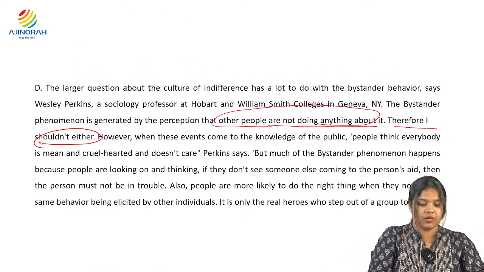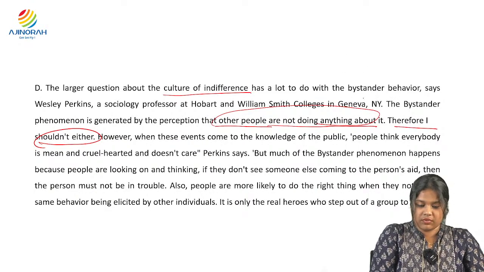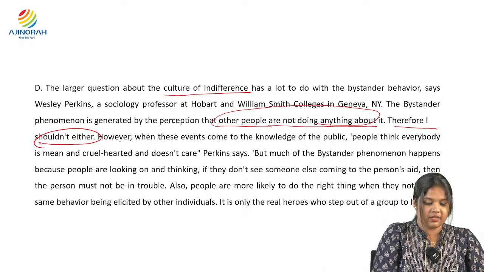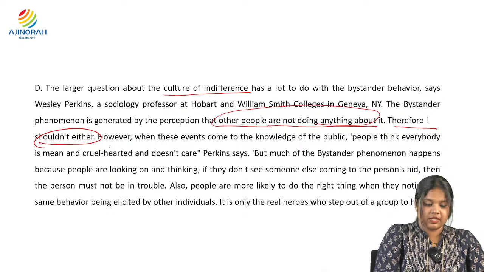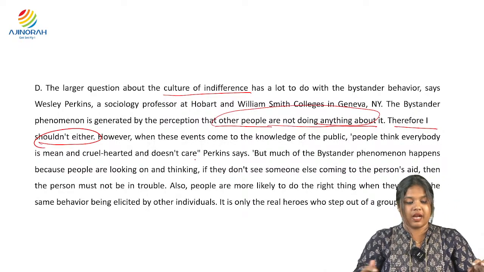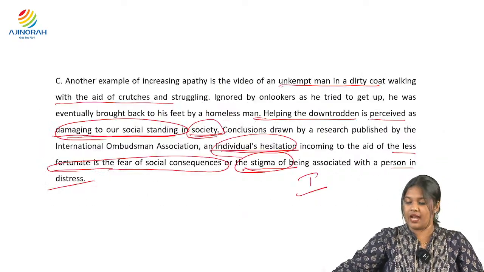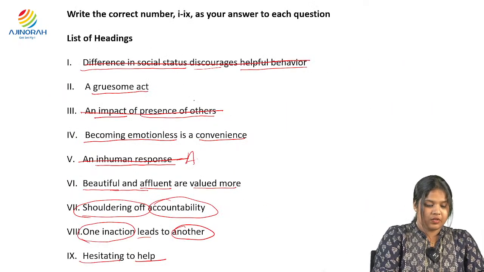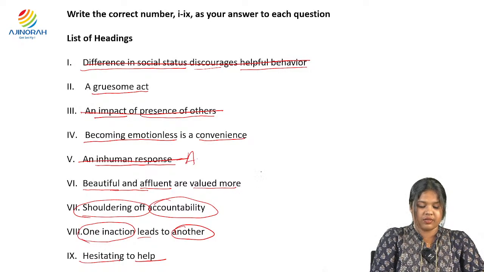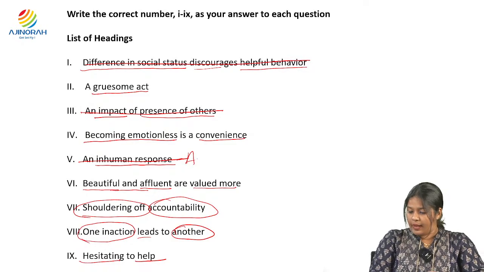Okay, so the keywords that we can use: other people are not doing anything about it, therefore I shouldn't either. Then, when these events come to the knowledge of the public, people think everybody is mean. Yes, so I think other people are not doing anything about it, and I shouldn't either. Is it a gruesome act? No. Becoming emotionless is a convenience? No. Beautiful and affluent are valued more? No. Shouldering of accountability? No. One inaction leads to another? Is this okay?